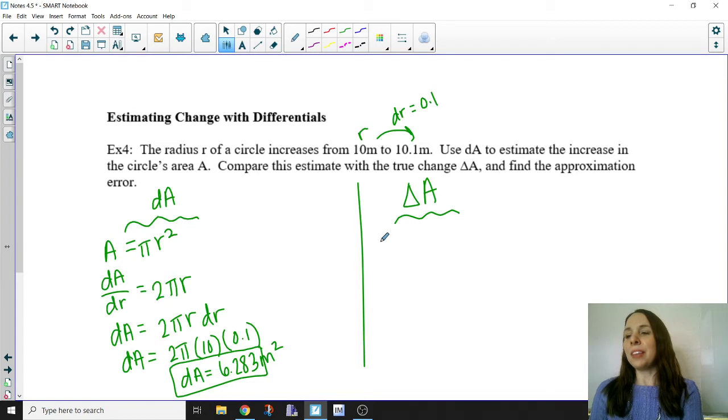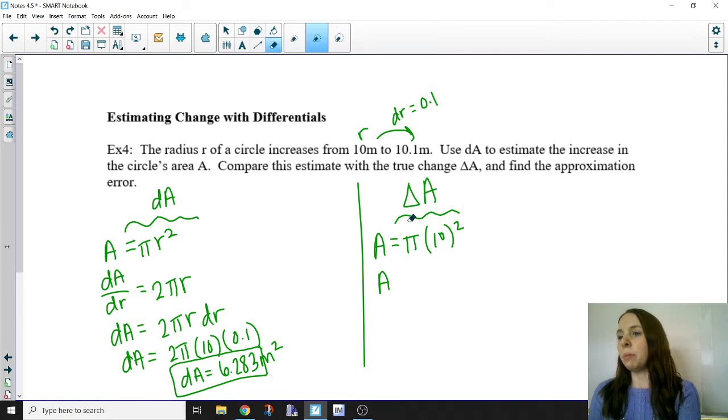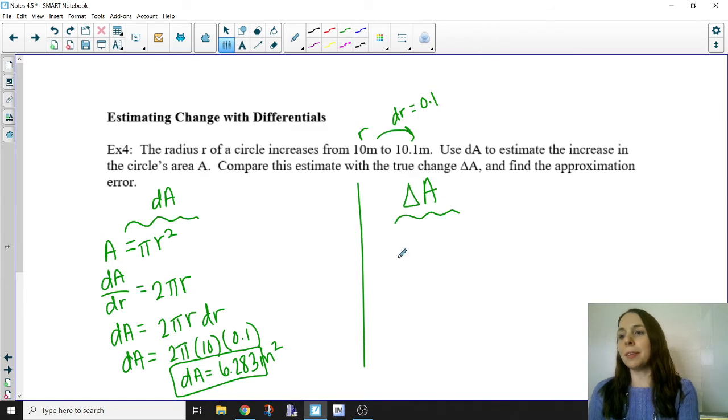Okay, to find the actual change, let's find the area of the original circle, which is 100 pi. Actually, we don't need to write all that out. Let's just write it like this. To calculate the true change, what we would need to do is we would need to say what the area of the circle is at 10.1 and take away from that the area of the circle at 10 meters. Okay.